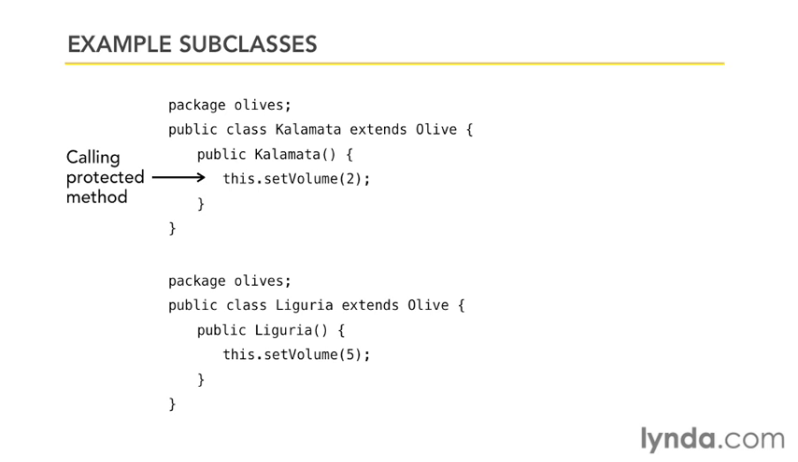Another subclass of the same superclass would call the setVolume method also, but it would set its numeric volume differently. So now Liguria is saying, I can get 5 units of oil, and Kalamata is saying, I can get 2 units of oil. They're both calling the same method, they're both using that same hidden data that's in the superclass, but they're determining what the actual value is.